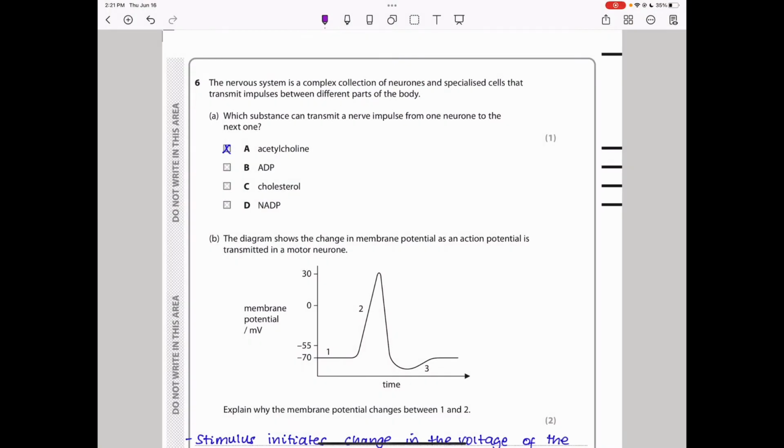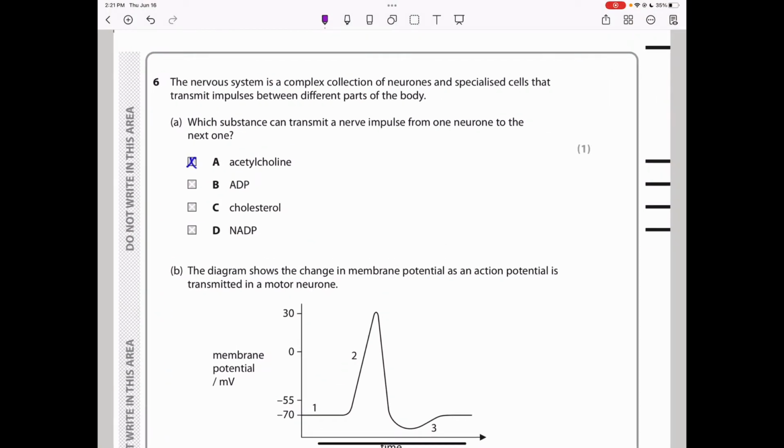Question 6. Here we see the nervous system is a complex collection of neurons and specialized cells that transmit impulses between different parts of the body.